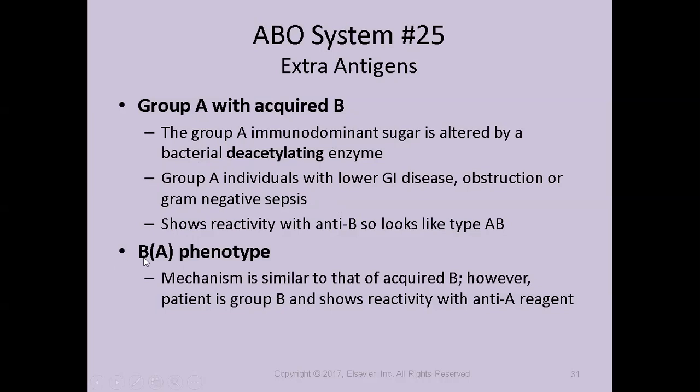Okay, B(A) phenotype. It's very similar to this one, except in this case, we have an individual who is type B, and it looks like they've acquired an A antigen. So this is similar to acquired B. As I said, however, the patient is group B, and they're showing reactivity with anti-A. So once again, they're going to look like they're a type AB.